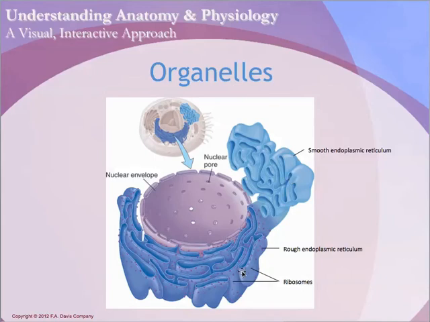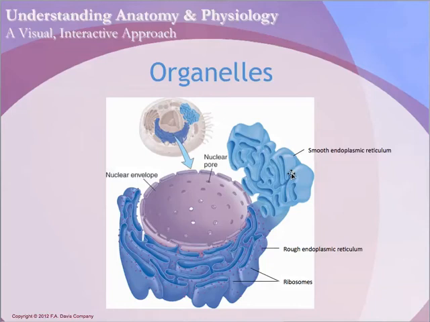On the outside is the ribosomes. That's why this part is called the rough endoplasmic reticulum versus the smooth endoplasmic reticulum really has no ribosomes on it. Really, this endoplasmic reticulum is just a network of membranous canals and curving sacs throughout the cytoplasm.